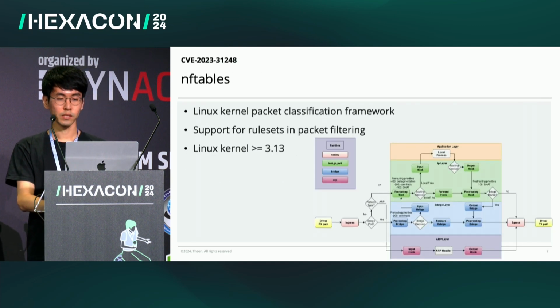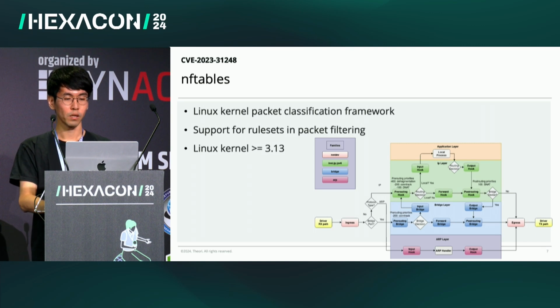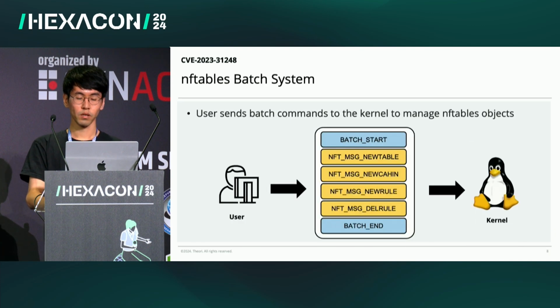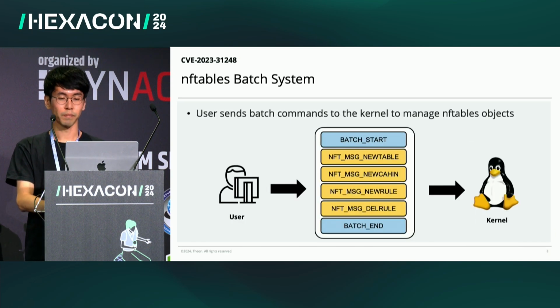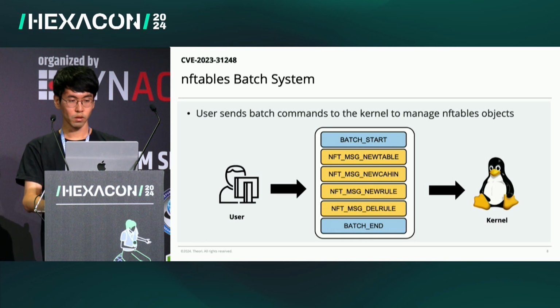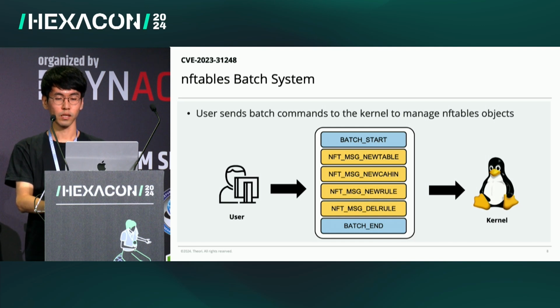Before we dive into the details of the vulnerability, let's look at nf_tables. nf_tables is a Linux kernel packet classification framework. It allows us to intercept packets as they are input, output, or routed, facilitating the evaluation of a predefined set of rules. nf_tables objects are managed by a batch system, allowing users to create, remove, and carry out operations on objects such as table, chain, or rule by passing a series of batch commands to the kernel. When a batch command is sent to the kernel, it triggers a call to a predefined callback function.